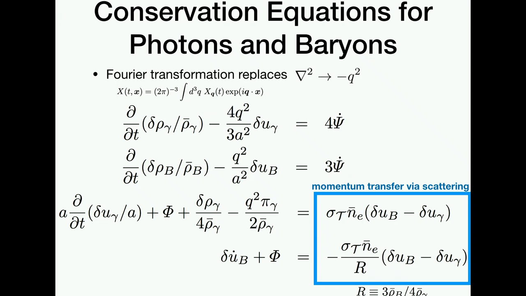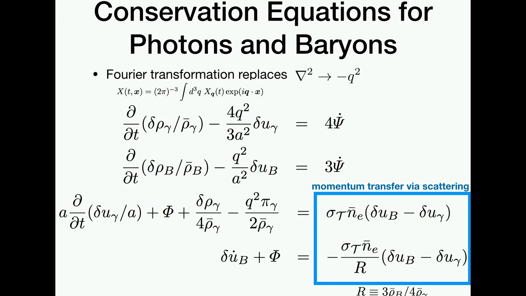And the difference here has to do with the cosmological redshift difference of the baryons and photons. Here is the momentum exchange. Let's understand this. Sigma T is a Thomson scattering cross section. N E is the number density of electrons. So in the absence of Thomson scattering, right hand side is zero, as expected. If there's no free electrons, right hand side is zero also. Okay, very nice.